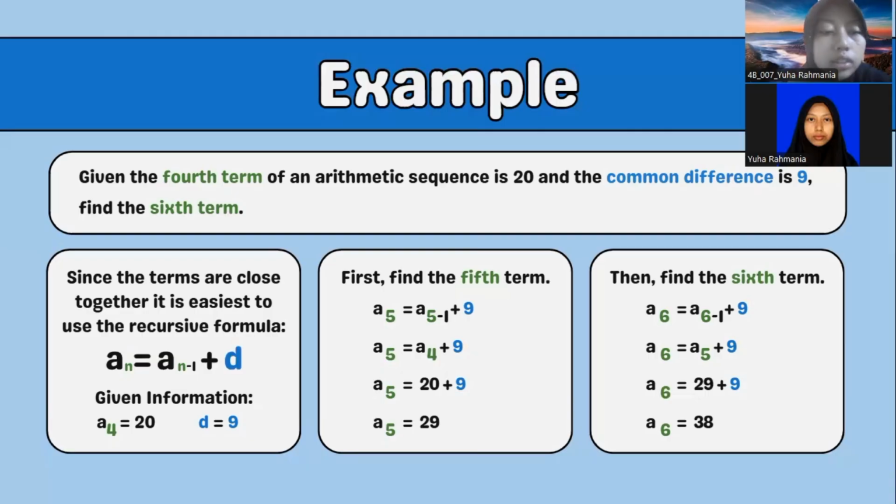So the sixth term is 50. This example shows how the recursive method works step by step, using the previous term to find the next term. Recursive methods are especially useful when the terms are close together and easy to calculate.